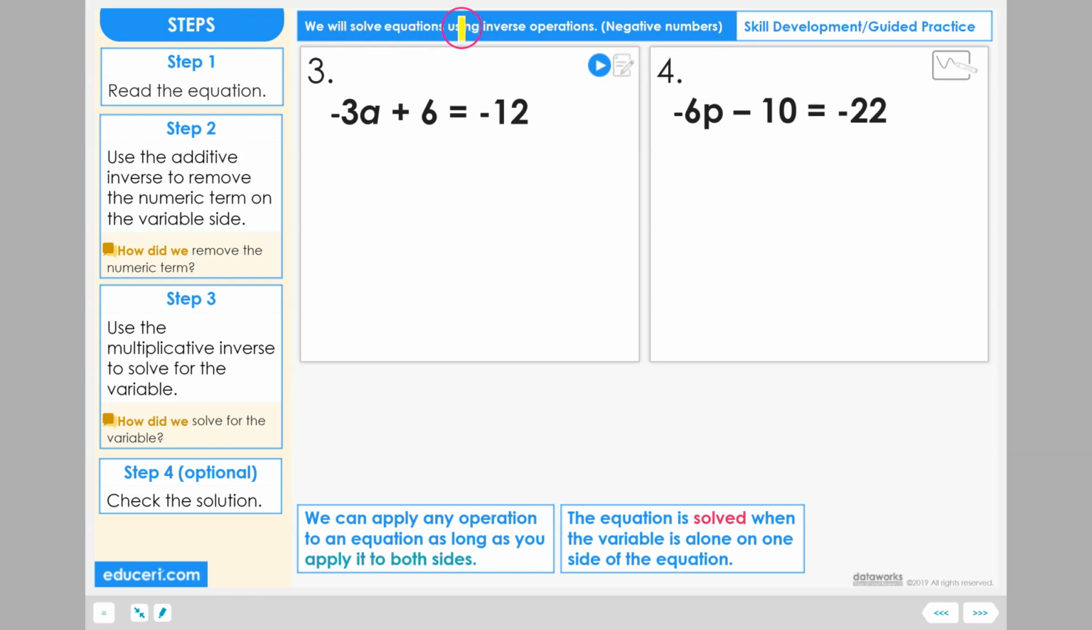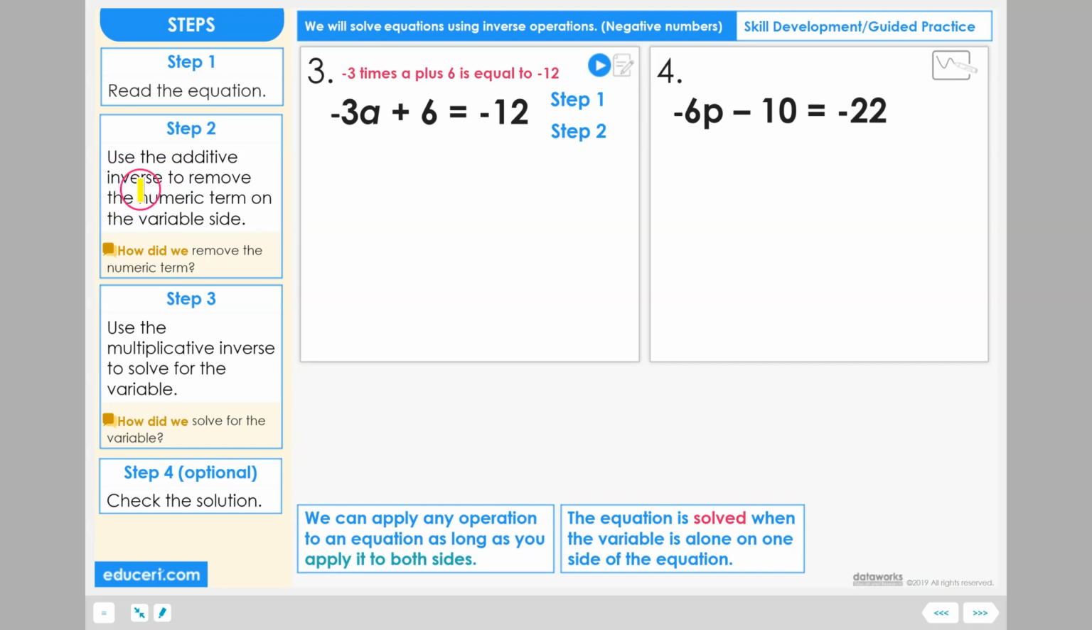Let's solve equations using inverse operations, being careful when doing calculations with negative numbers. Equation number 3. Step 1. Read the equation. In this equation it says negative 3 times a plus 6 is equal to negative 12.